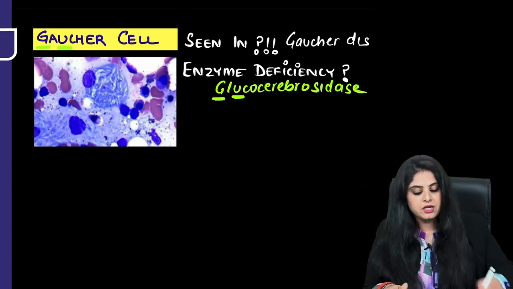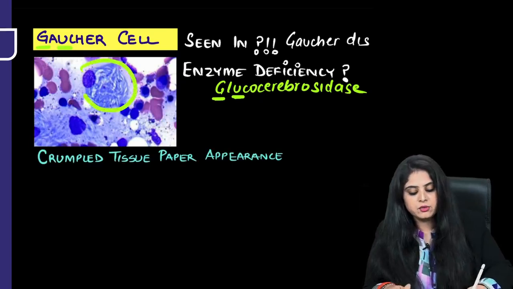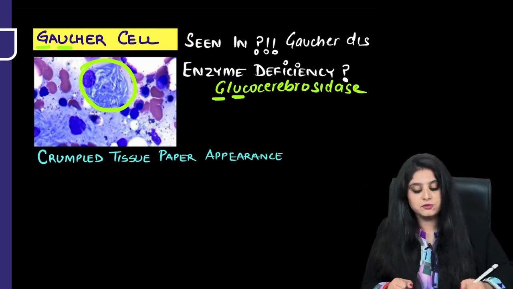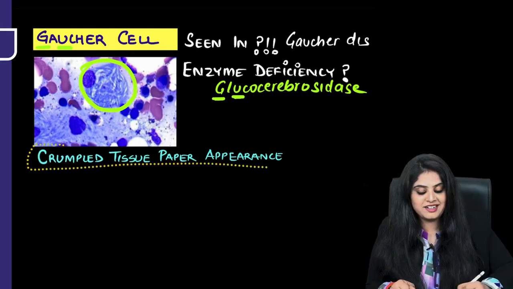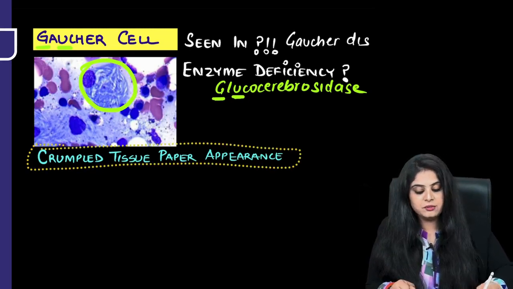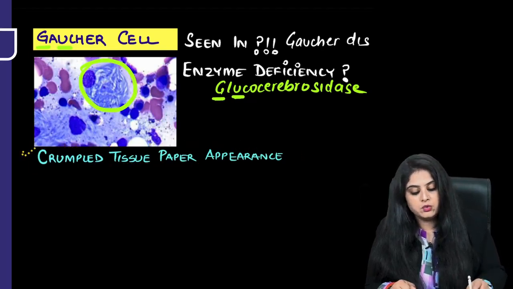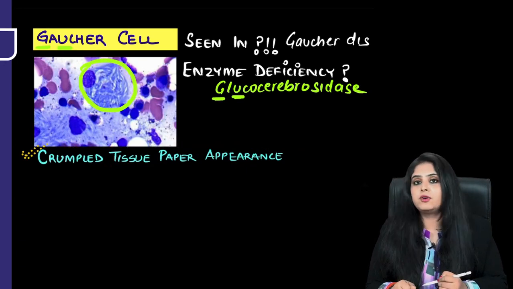And how did I pick it up? What is this looking like? This cell that you have looks as if you've crushed a paper, as if what you want to do to your syllabus and your notes right now. As if you've crushed your syllabus and notes. So that is known as the very famous crumpled tissue paper appearance. Very, very important image.